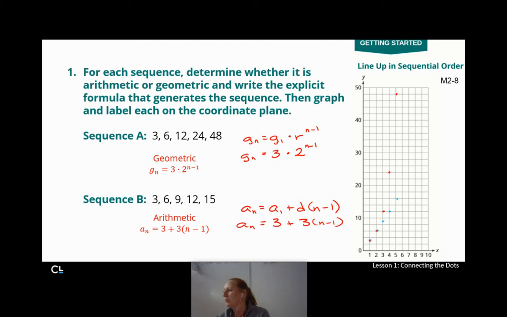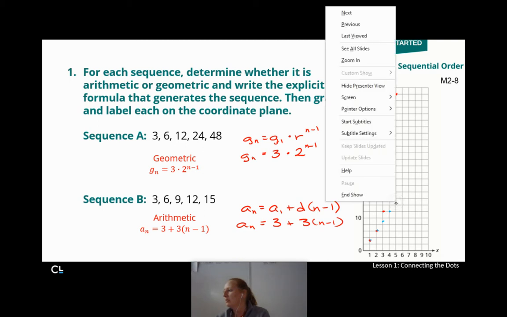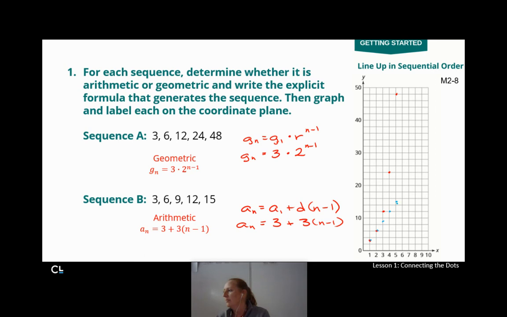Whoa. Yeah, my blue line is not going up as fast as my red line, was it? And we knew that. Geometric sequences are exponential, right? They get bigger a lot faster than our poor little arithmetic guys who are just linear. They can't keep up.